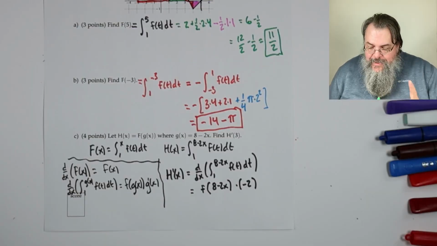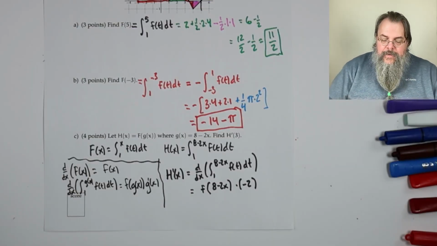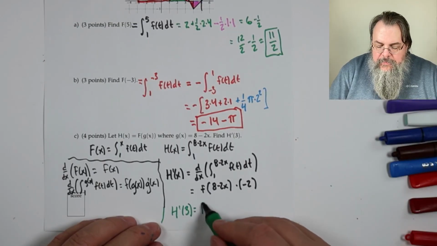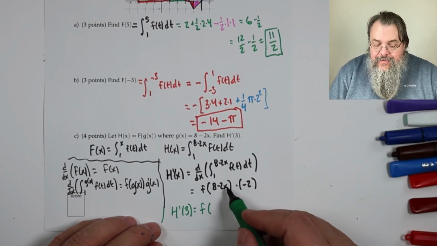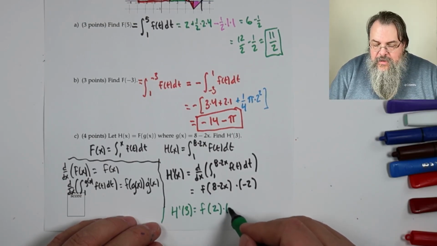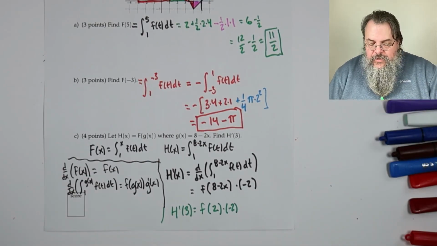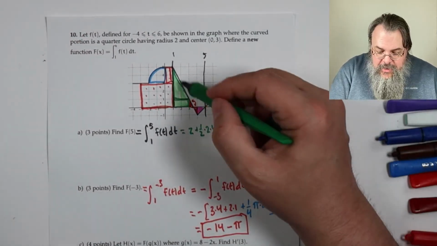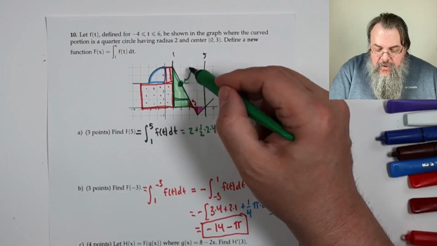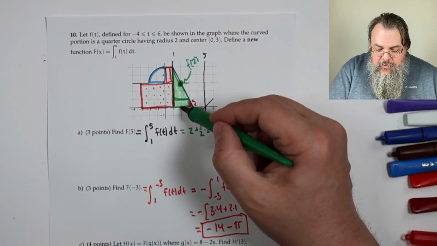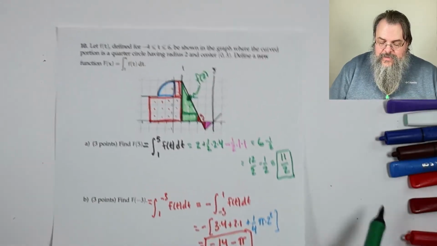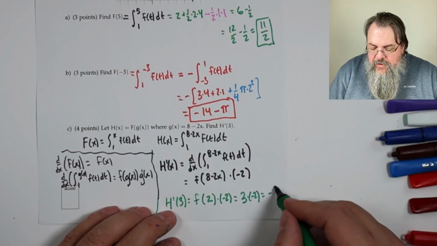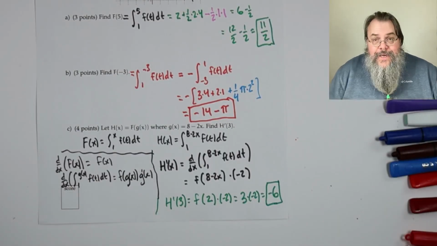Now, that's generic. We want specific. So we say, okay, so h prime of 3 is f of 8 minus 6, 2, times negative 2. So we need to find out what's the value of the function at 2. So we come here and say, what's this number? What is f of 2? Well, it's 1, 2, 3. So we're going to have 3 times negative 2, which gives us our final answer of negative 6.